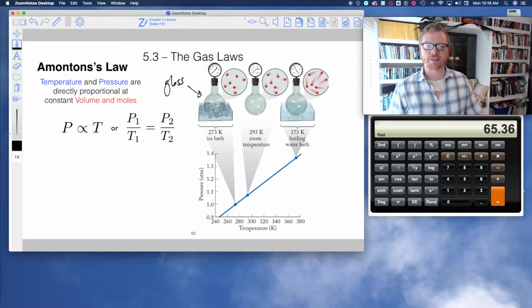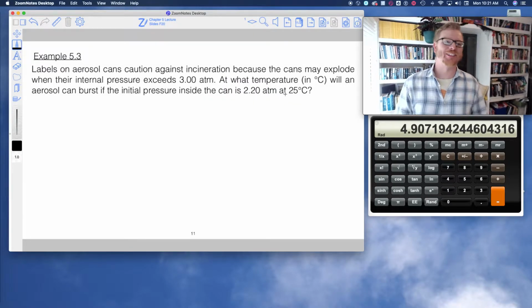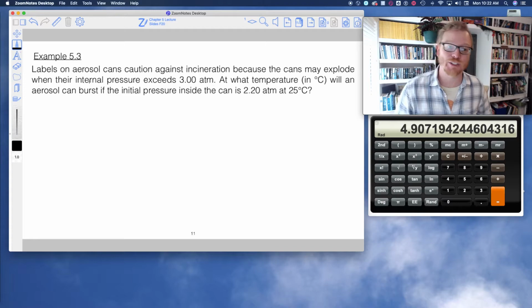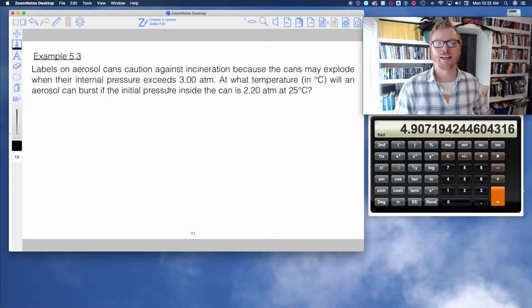And I think I have a sample. I'm going to use Kelvin for this calculation. Okay, so this is a fun problem. Labels on aerosol cans caution against incineration because the cans may explode when their internal pressure exceeds 3 atmospheres, 3 times atmospheric pressure. At what temperature in C will an aerosol can burst if the internal pressure inside the can is 2.2 atmospheres at 25 degrees Celsius?